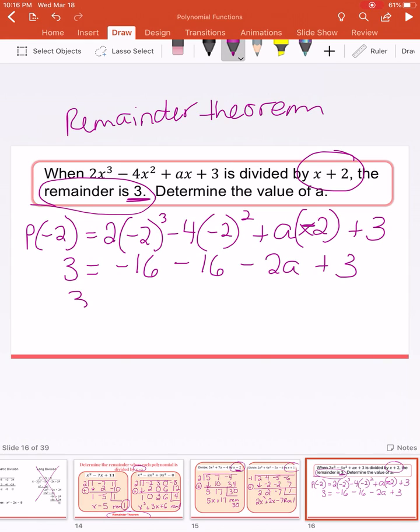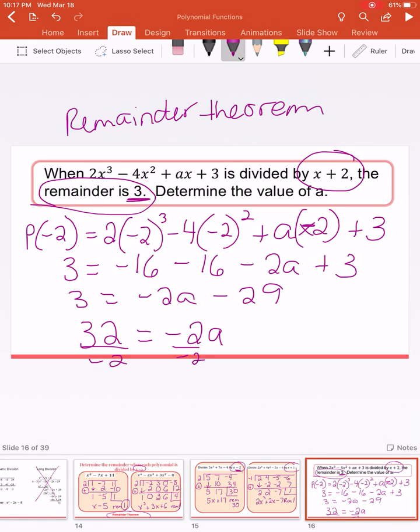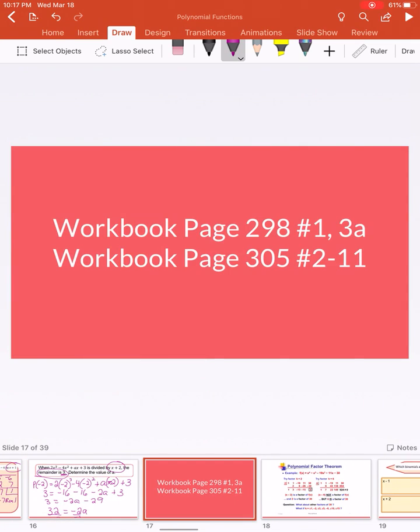So I'll just go ahead and collect like terms here, and I'll end up with negative 2a minus 29 when I do that. All right, I'll bring the 29 over, so I'm going to add it on over here, and I'll end up with 32, which equals my negative 2a. And then I can divide by the negative 2, which ends up giving me an a value of negative 16. So that is it when it comes to synthetic division and the remainder theorem.